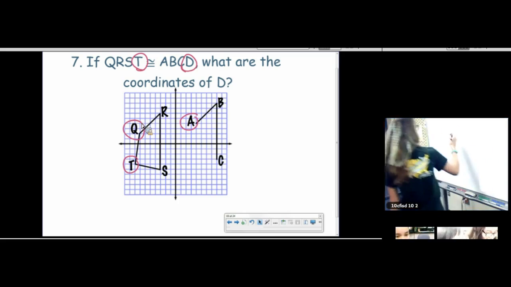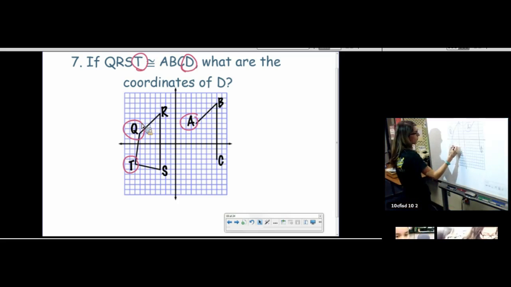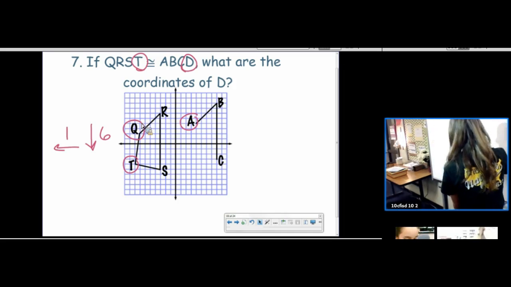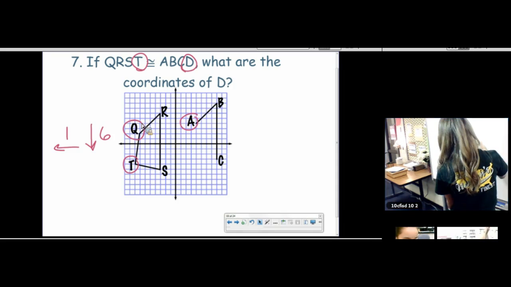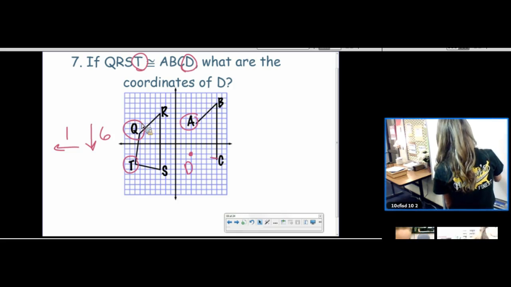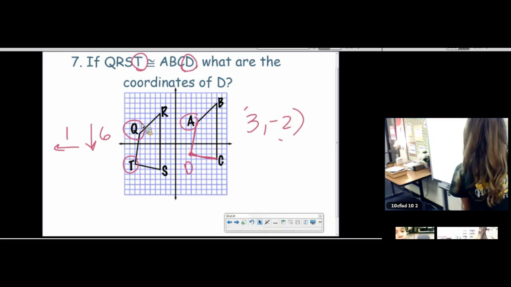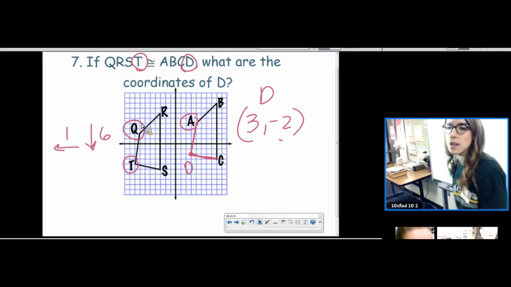To get from Q to T, I go down 1, 2, 3, 4, 5, 6. So I go down 6, and I go left 1. So I'm just going to do the same thing. I'm going to go down 6, 1, 2, 3, 4, 5, 6, and left 1. That would be my coordinates of D. So the answer to the problem would be 3, negative 2. And that's how you would find it using slope.